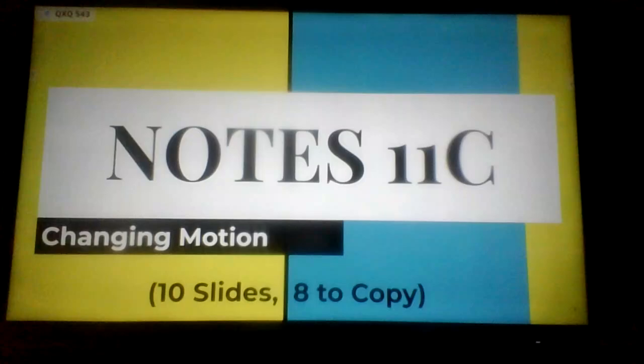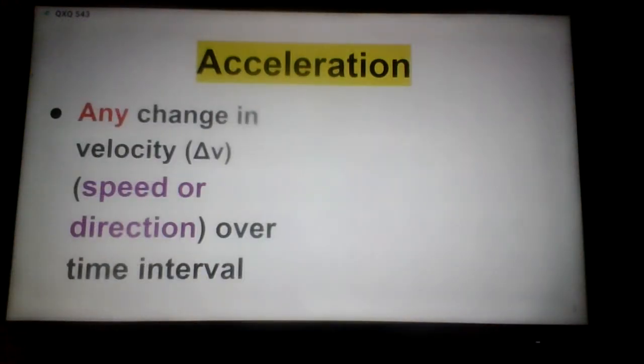Notes 11C. Acceleration is any change in velocity. And remember that velocity includes both speed and direction. And that happens over a time interval. It takes time to go from one speed to another. So we'll consider the time interval also when we do our calculation. And yes, I said calculation.